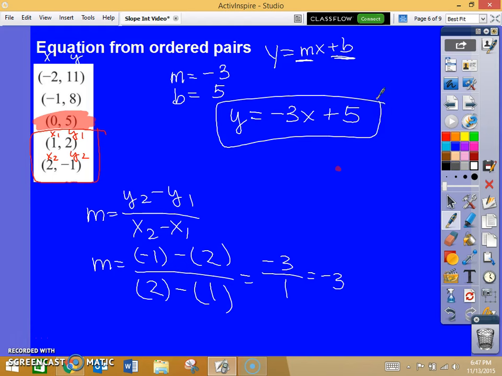And now I have an equation that can predict any value here. This is a good place to pause the video and be sure that you have all of the notes that you need.